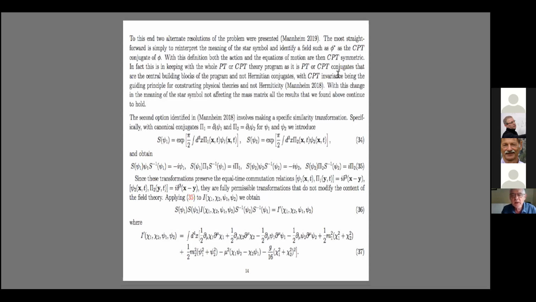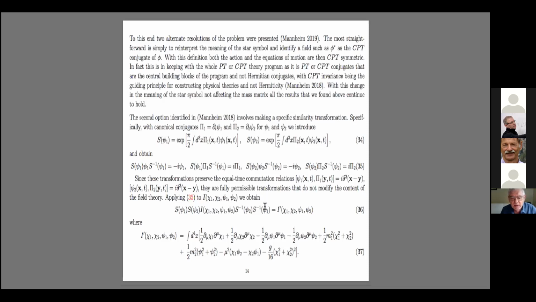The second option, instead of redefining the star, is to make a similarity transformation. And let me just introduce canonical conjugates: pi 1 is dt psi 1, pi 2 is dt psi 2, canonical conjugates for psi 1 and psi 2, and define this similarity transformation. And then we find that psi 1 goes to minus i psi 1, pi 1 goes to i pi 1, psi 2 goes to minus i psi 2, pi 2 goes to i pi 2. And then the psi 1 pi 1 and psi 2 pi 2 commutators are preserved. Therefore, this is a perfectly permissible transformation which does not modify the content of the theory.